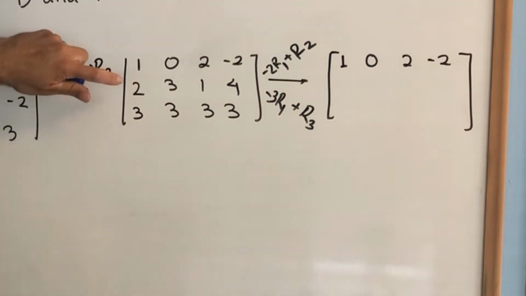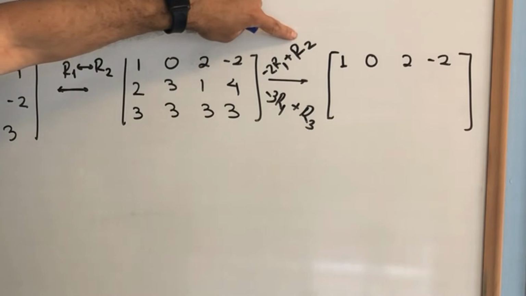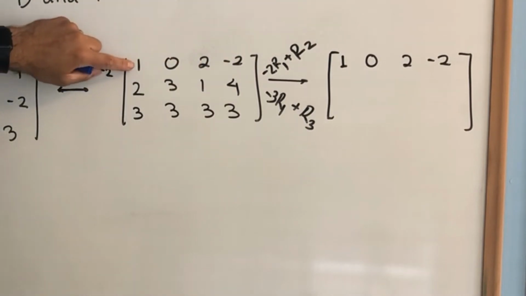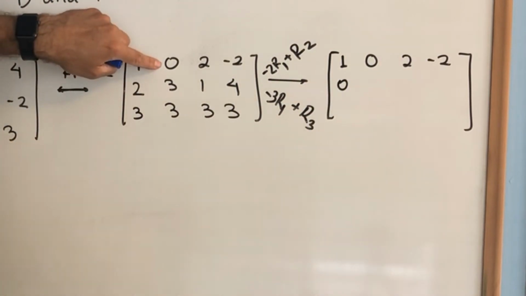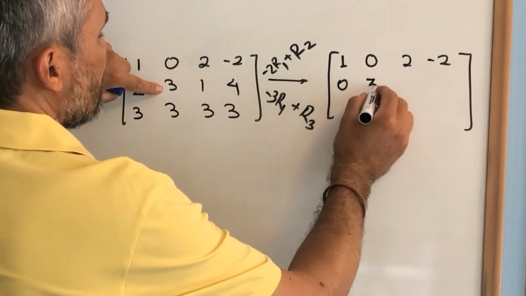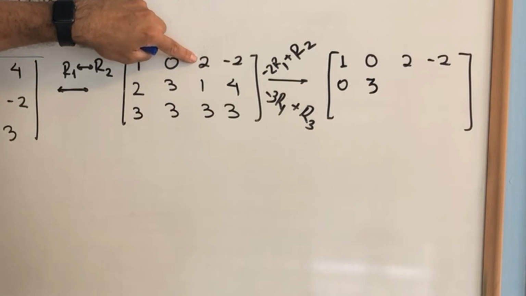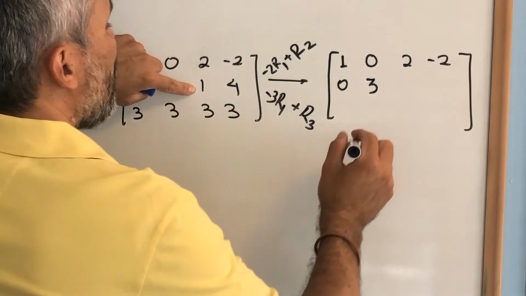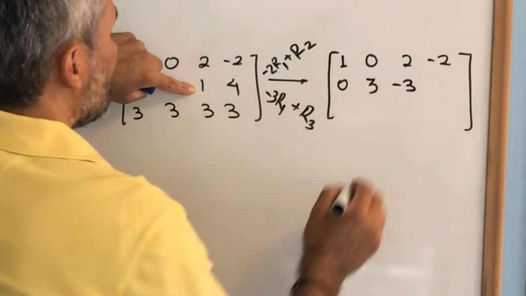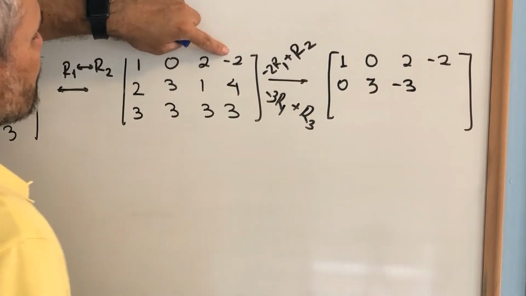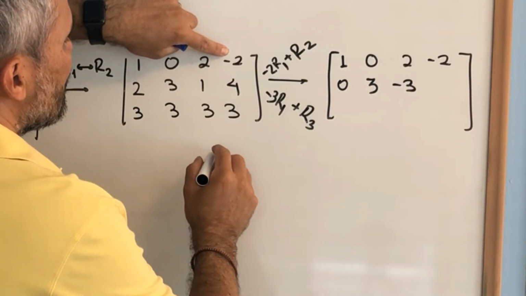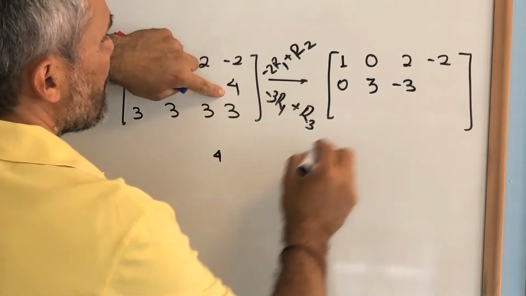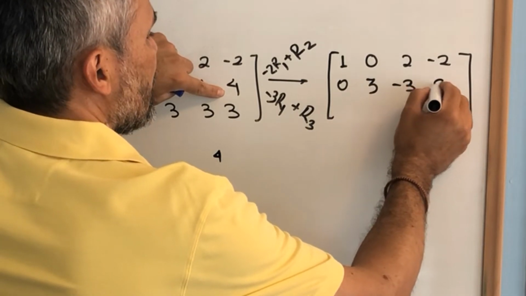Then to change row 2, I add negative 2 times row 1. That means negative 2 plus 2 is 0. Negative 2 times 0 plus 3 is just 3. Negative 2 times 2, negative 4 plus 1 is negative 3. And negative 2 times negative 2, it will be 4 plus 4 is 8.